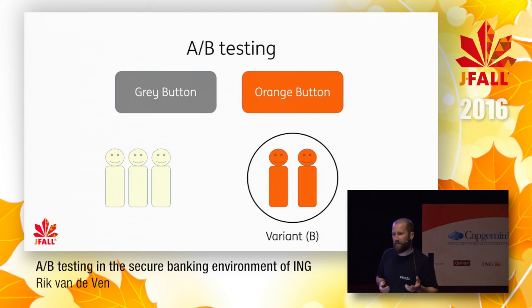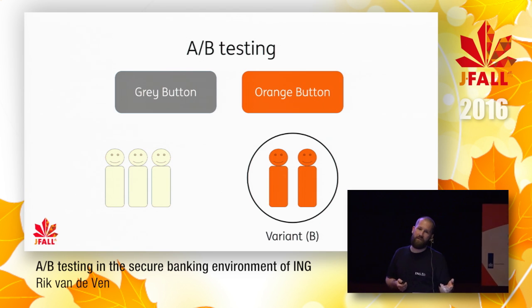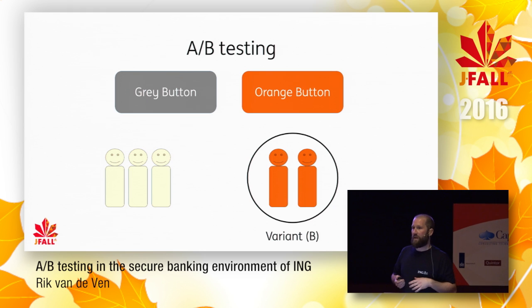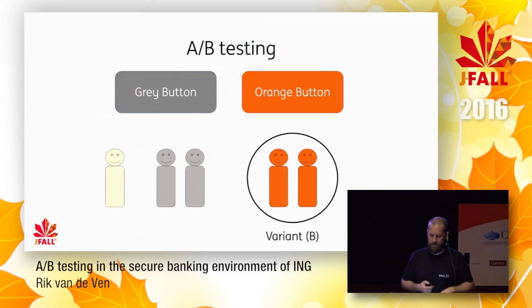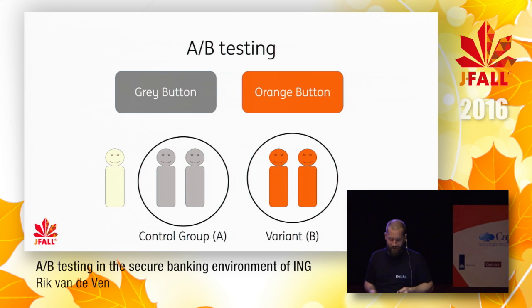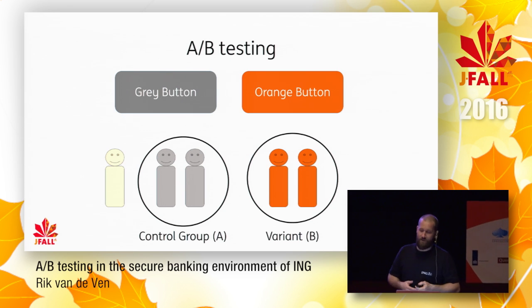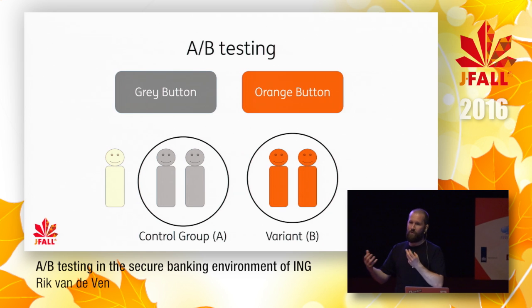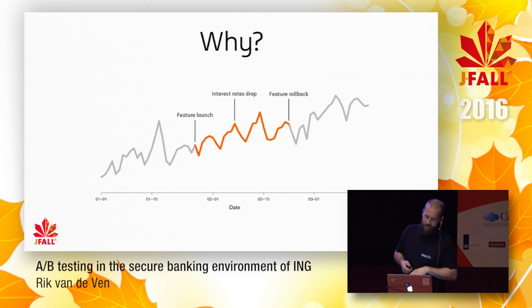But to have value and to really learn from what we're doing, what's the effect of this orange button, we also need to compare it to a similar set of customers who get the old version. That's the control group, as we call it in A/B testing, or the A group. So this is basically what an A/B test is. Just in production, giving two versions of a website to sets of customers and learning from it.